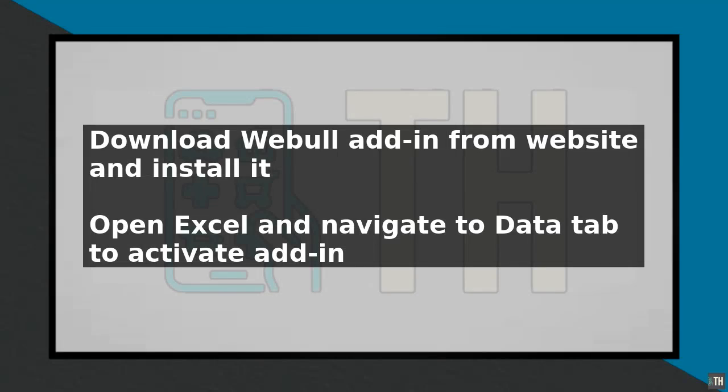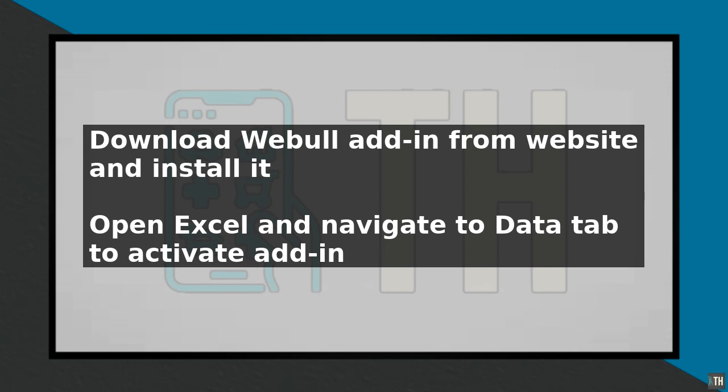To perform Webull analysis in Excel, start by downloading the Webull add-in from the Webull website. Once installed, open Excel and navigate to the Data tab, where you will find the Webull option. Click on it to activate the add-in.